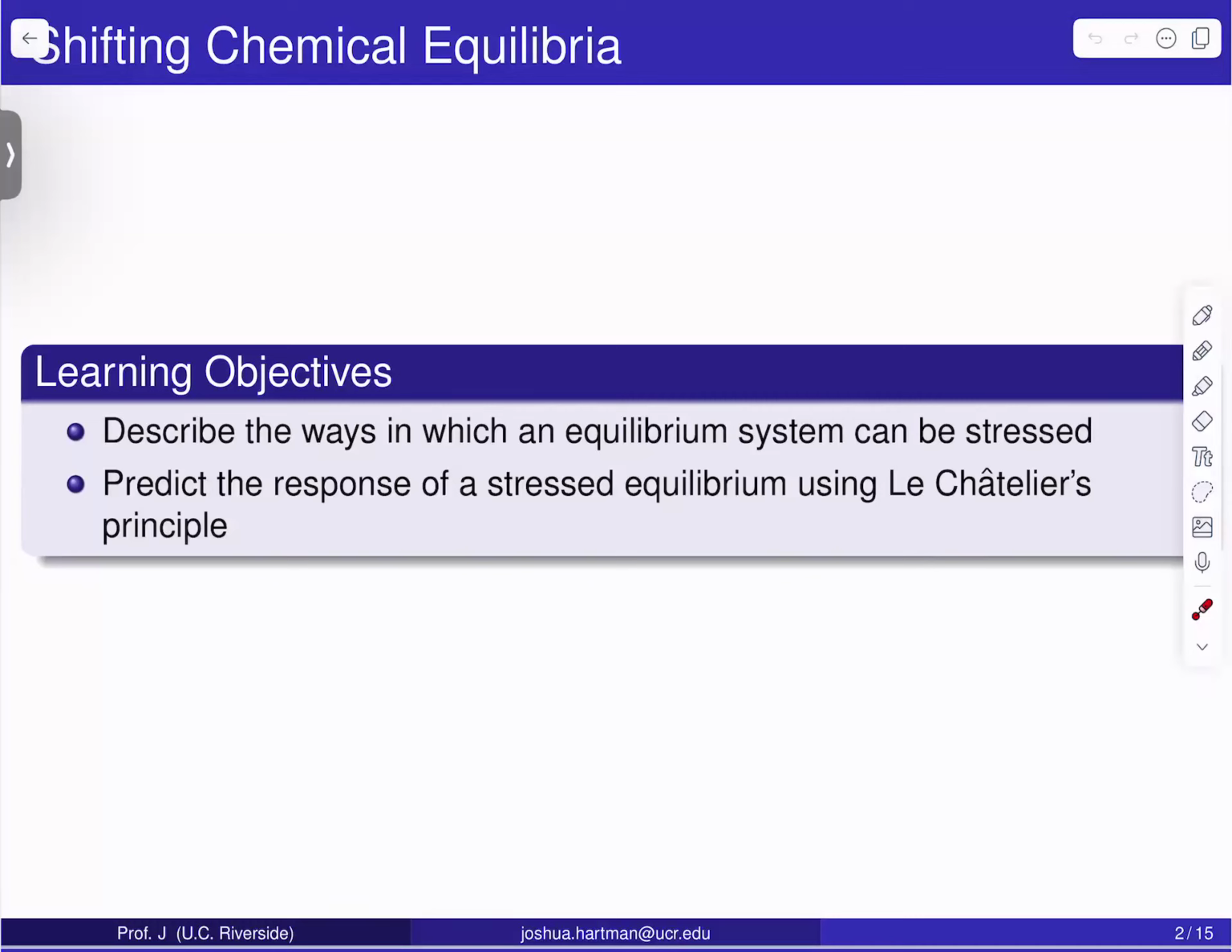Specifically, our learning objectives are going to be, one, to describe the ways in which an equilibrium system can be stressed or perturbed. How can we change this? And two, we want to be able to predict the response of a stressed equilibrium. And to do that, we're going to use a concept called Le Chatelier's principle.